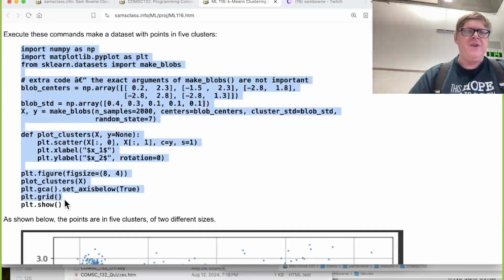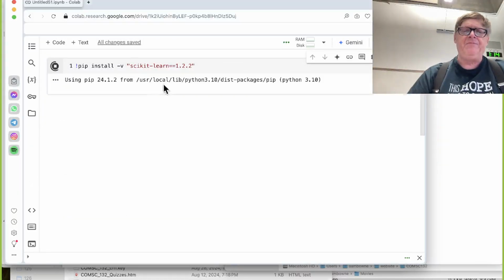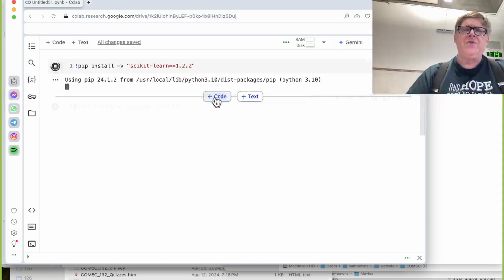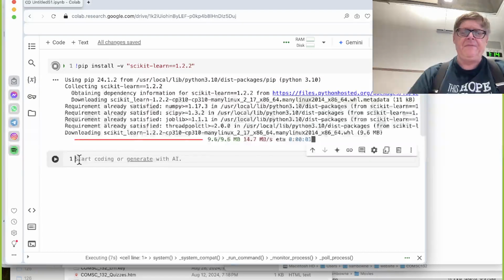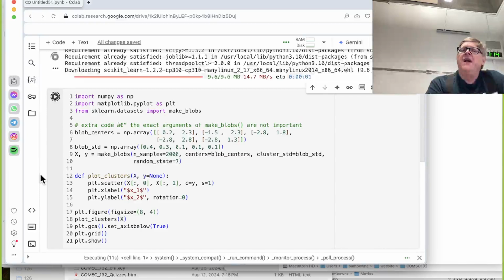The data set is going to consist of clusters of dots, because the main purpose of this algorithm is to sort data into categories. And this is a common unsupervised learning technique.